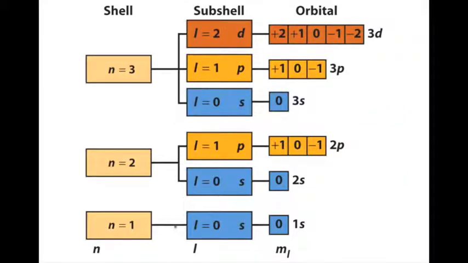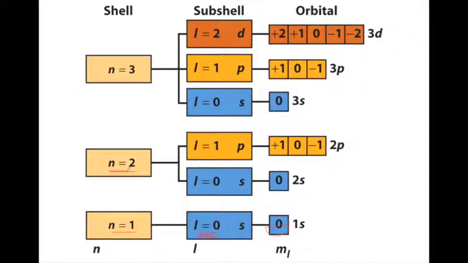So let's take a look at this. If you have n equal to 1, the first shell, we said you only have one L value associated with the first shell, and that's an S. That's L equals 0, which tells us that those are S-shaped orbitals. The m sub L values can be negative L up to positive L. If L is 0, then the m sub L value is 0.